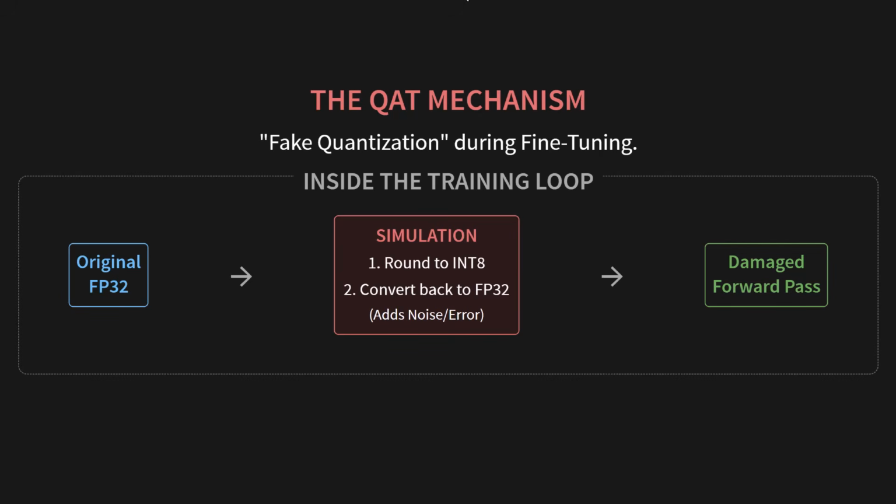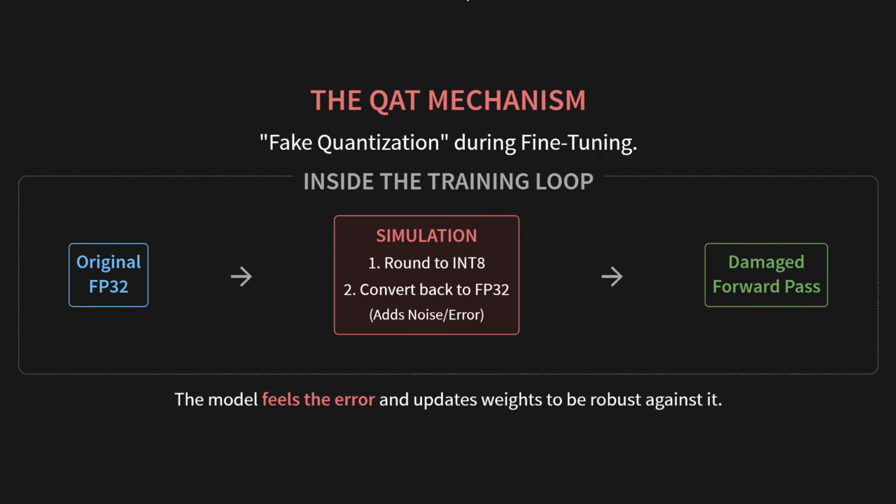And this is the crucial part. The model uses that damaged value for its forward pass. It literally feels the error that quantization will eventually cause. And because it's in a training loop, backpropagation kicks in, and the model updates its weights to become more robust and resistant to that specific kind of error.